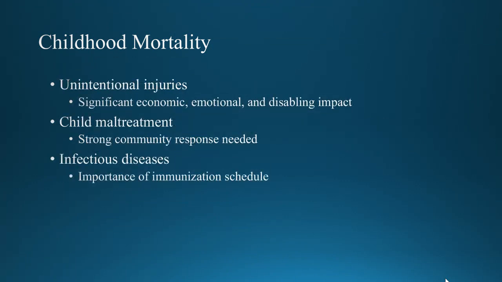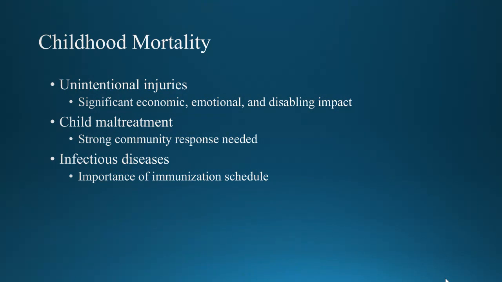So unintentional injuries among children have a significant economic, emotional, and disabling impact. Economic because of the costs associated with treatment and rehabilitation. Emotional because obviously the family is impacted by their children being injured. And disabling, if it's a permanent disability, means a loss of productivity in society.